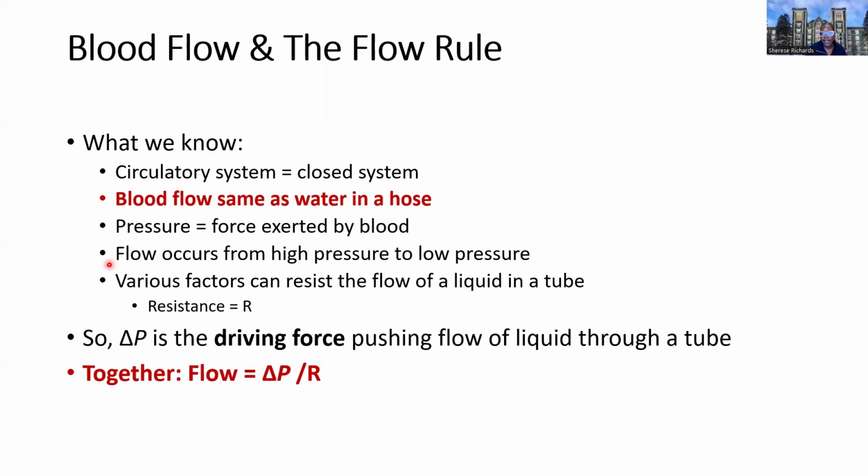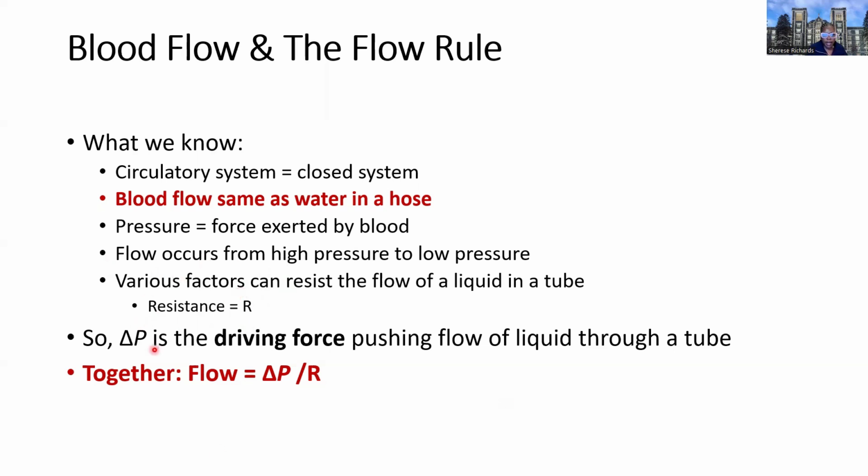So we need a gradient in order to drive that flow. And then I mentioned the resistance here. There are several other factors that can influence resistance, but resistance itself is inversely proportional to the flow. It's a force that is opposing the direction of the flow, and it's going to slow it down.